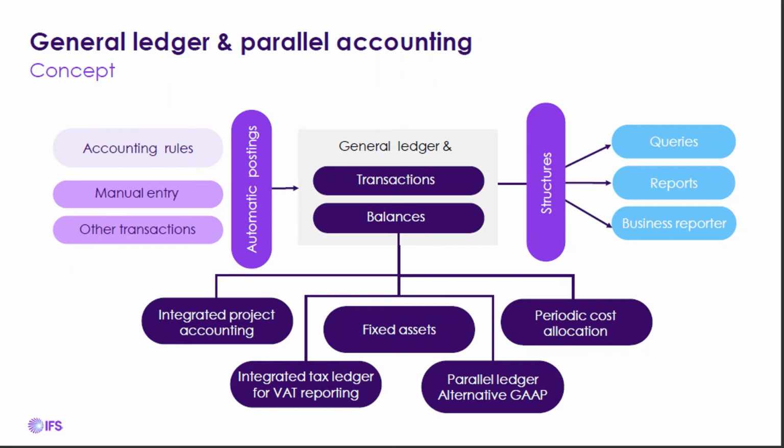Next is general ledger and parallel accounting. In the general ledger, we can view the ledger transaction-wise, and also we can view the balances. There are a few reports available in IFS to view the general ledger reports. As you know, once the transactions are created for any process, it will finally create a voucher and come to the general ledger.